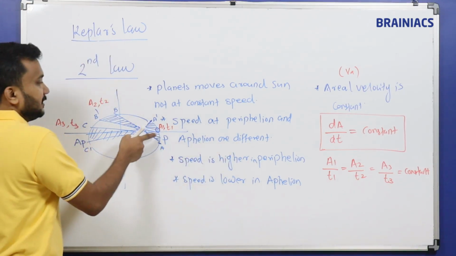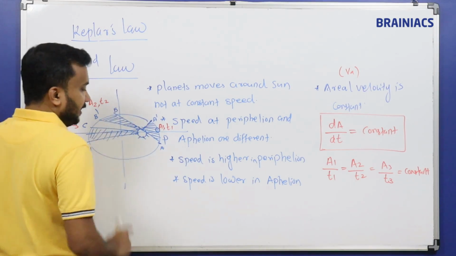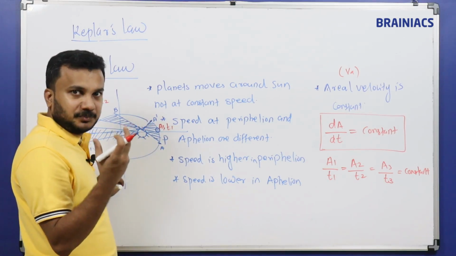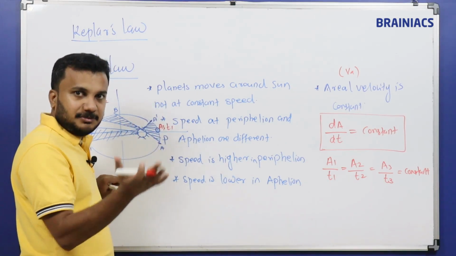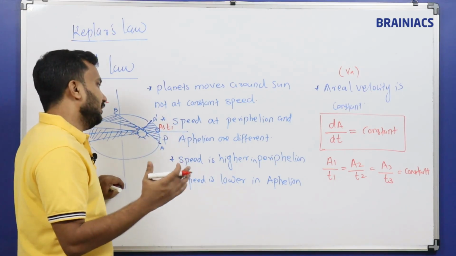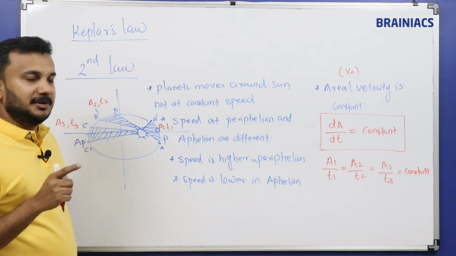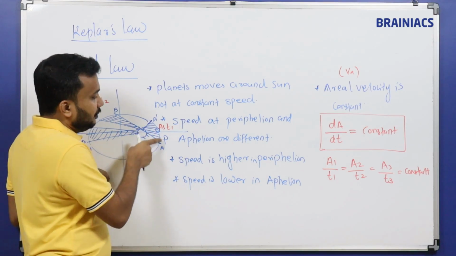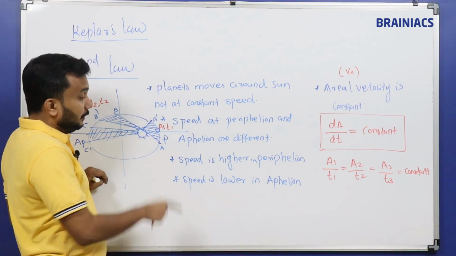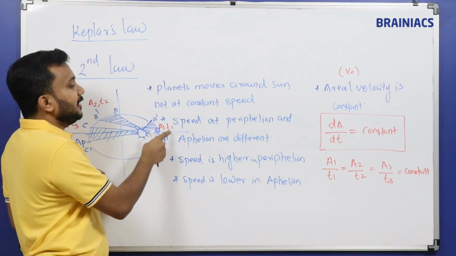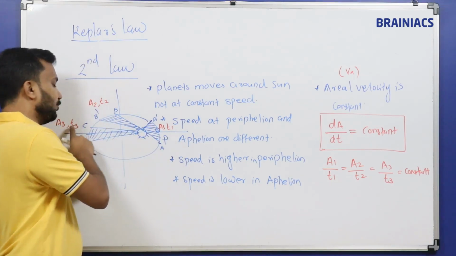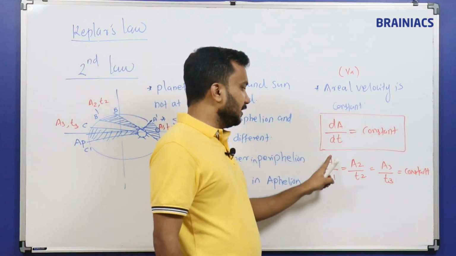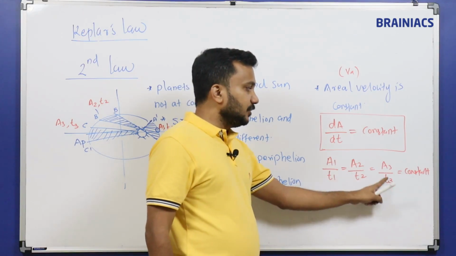A1 is the area covered from A to A dash, with time taken T1. Area is nothing but a distance parameter. The planets travel around the sun covering an area A1 in time T1. Similarly here it is A2, T2, and A3, T3, and this area divided by time is called aerial velocity. So A1 by T1 equals A2 by T2 equals A3 by T3.